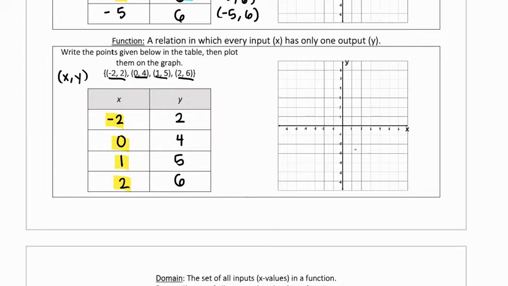-2, 2 is our first one, so we're going to start at the origin, and we're going to go 2 spaces to the left and up 2 on our y-axis. So our first point here is -2, 2.